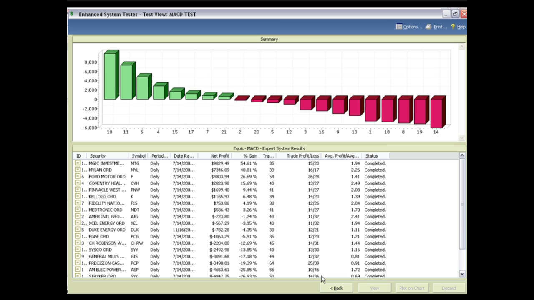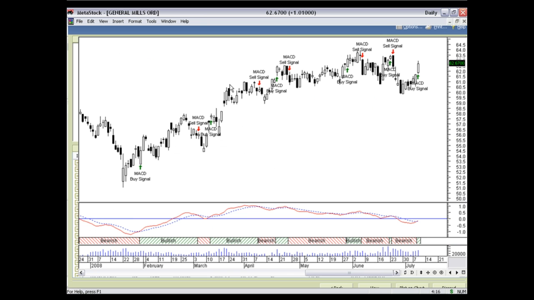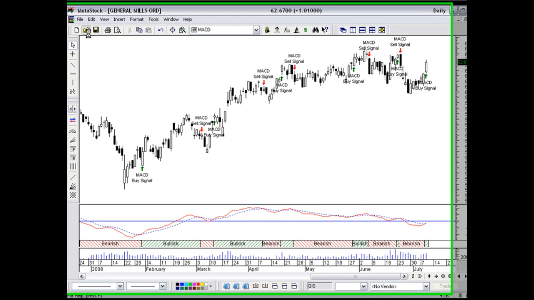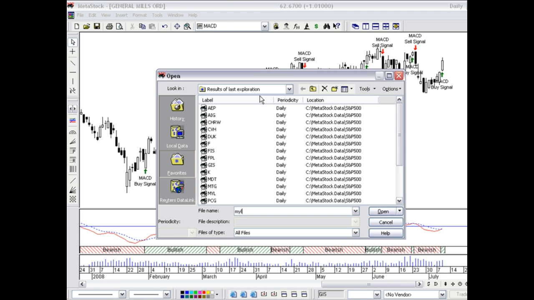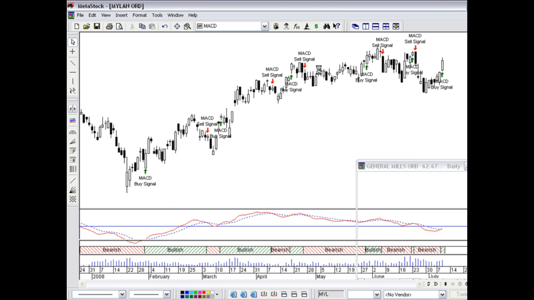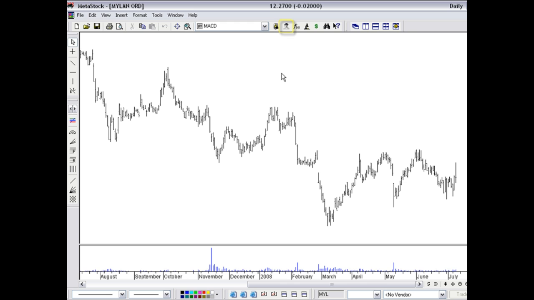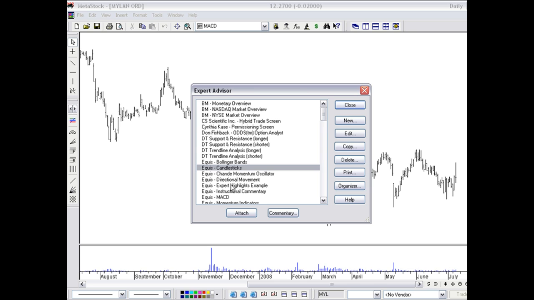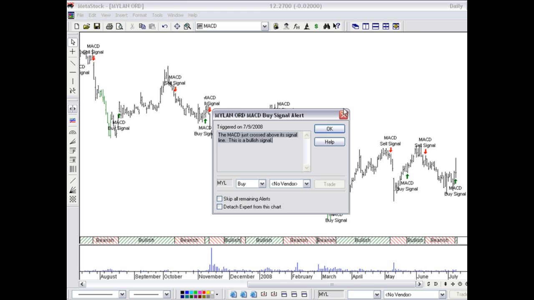So let's actually now go back and look at Mylan. Our symbol there is MYL. I'm going to come up here and open, bring up MYL. And here's Mylan. Let's go ahead and click on our expert. Go back to the MACD and attach. And there's my buy signal for the day.